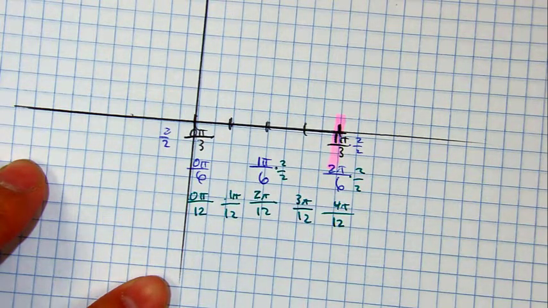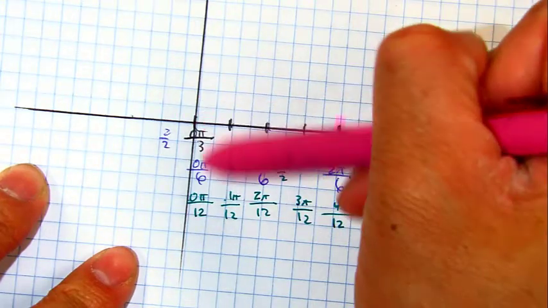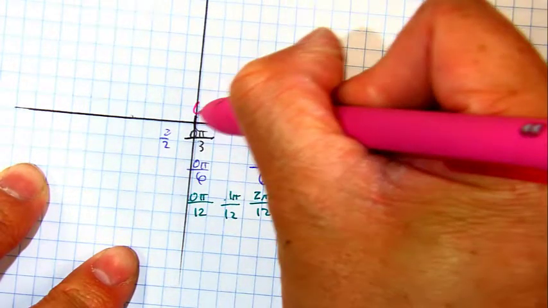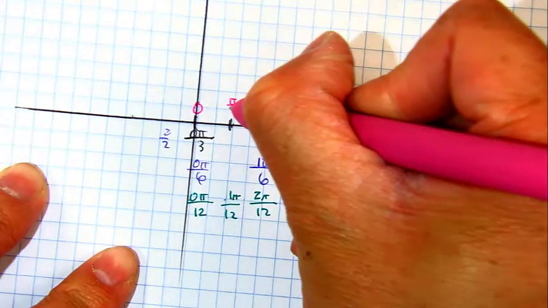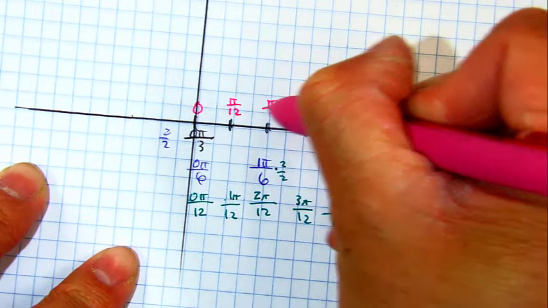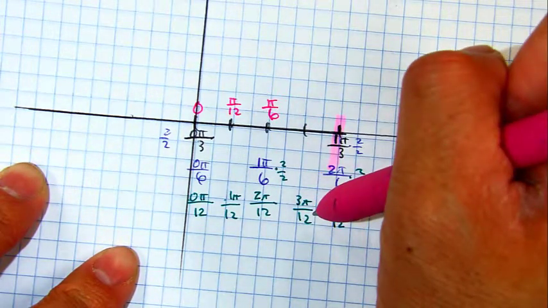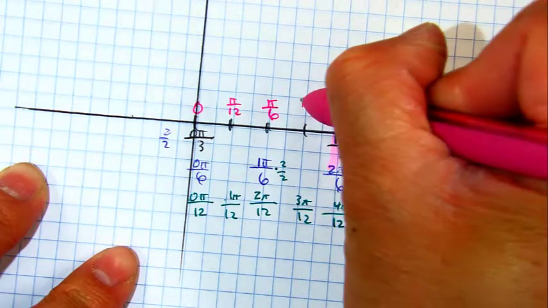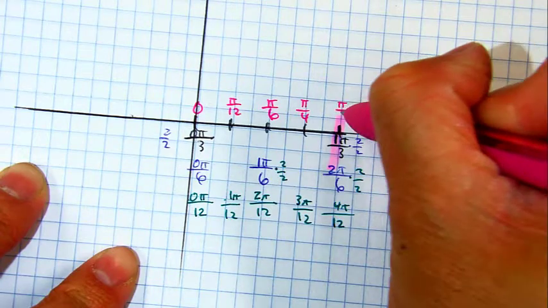In pink, let's write the most reduced one. Henry, what is the most reduced one I'm going to use here? 0 pi over 2. Yep, here? Pi over 12. Yes. Pi over 6. 3 pi over 12. And if you reduce that, what do you get? Pi over 4. And here. Pi over 3.